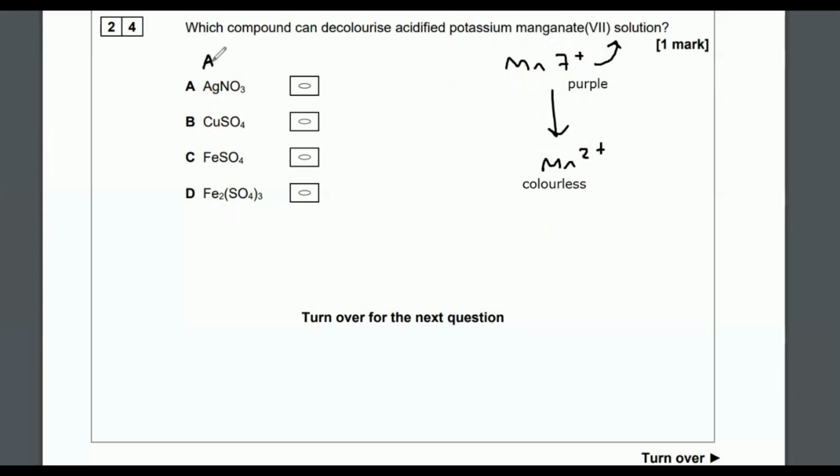Well, if we look at Ag, can Ag become 2+ or 3+? No, it's not that one. Copper's already in its 2+ state. That's its highest oxidation state. We don't get copper 3+ or 4+, so it's not that one.